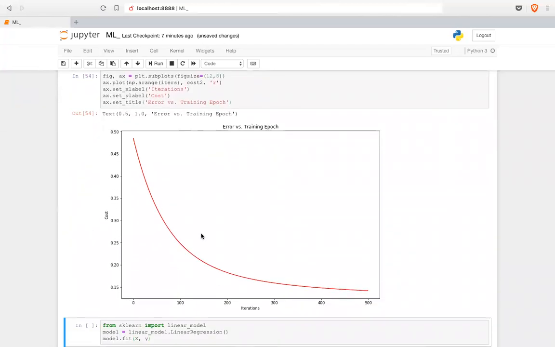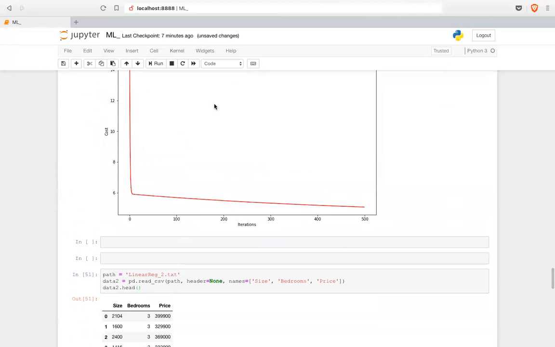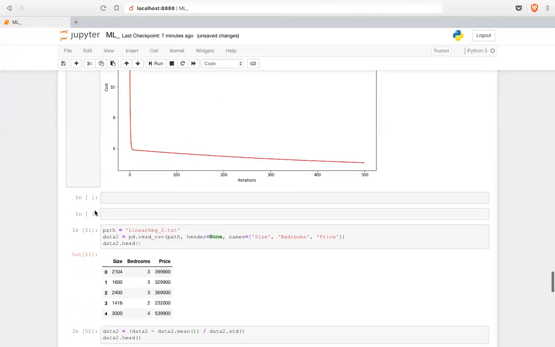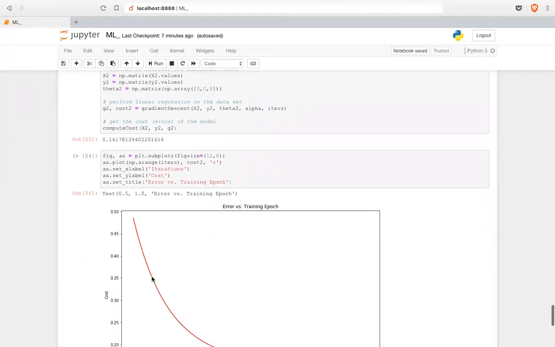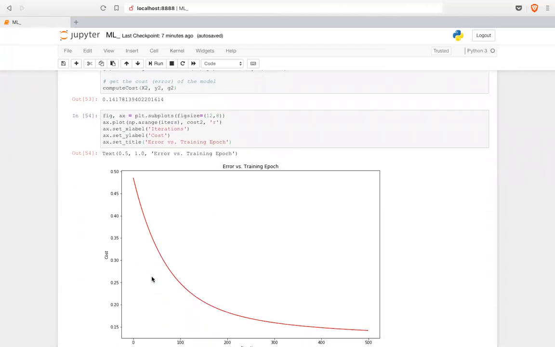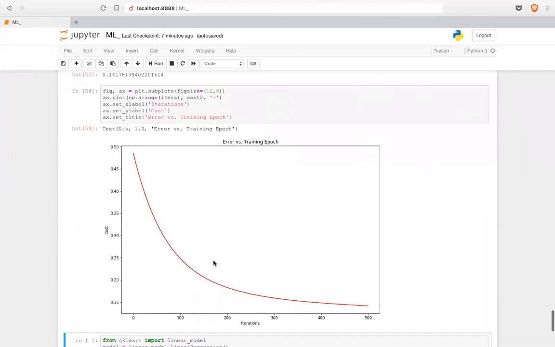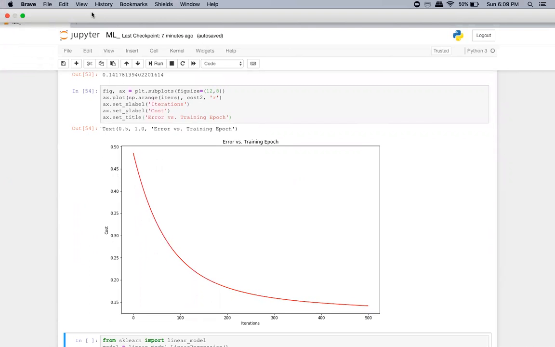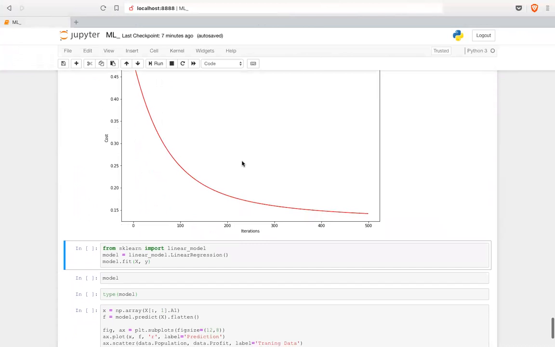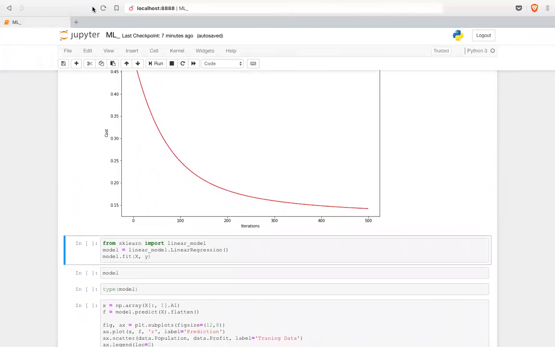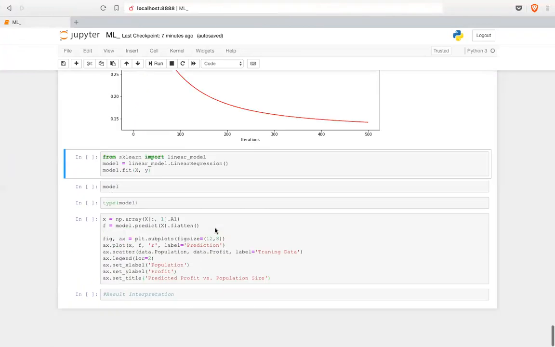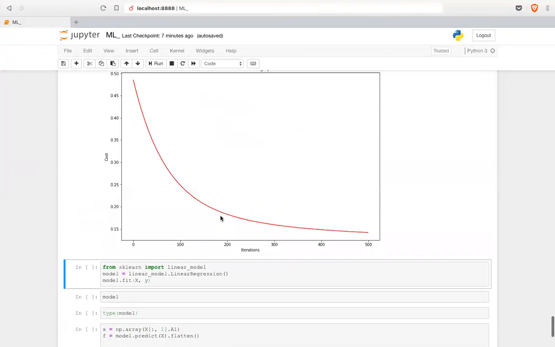As you can see here, there's no sudden drastic drop as in the previous case. In the previous case, you see a sudden drastic drop. But in this multiple linear regression case, you don't see a sudden drastic drop. There is a drop only after around 150 or 200 iterations. Yeah, so this is what you get when you run a multiple linear regression example.